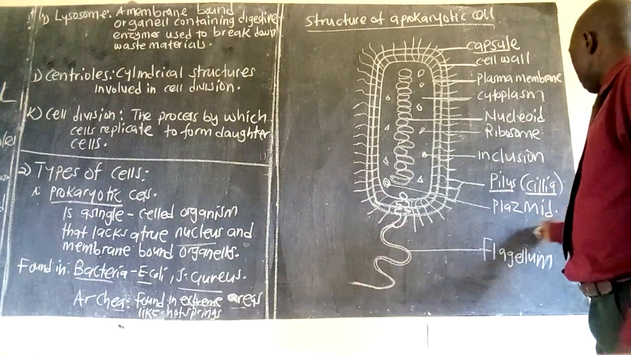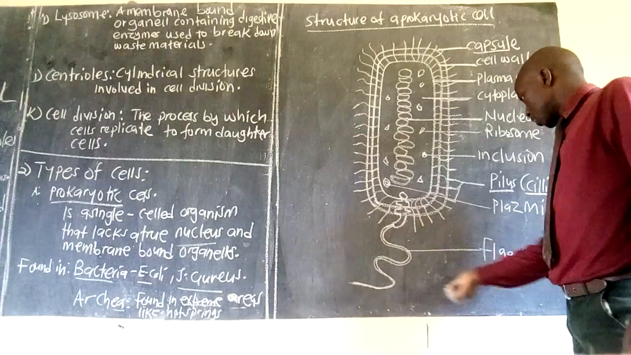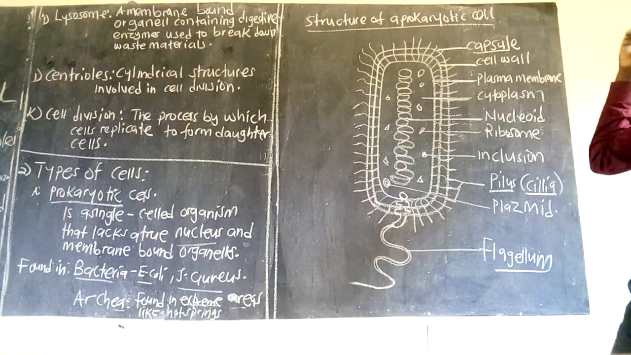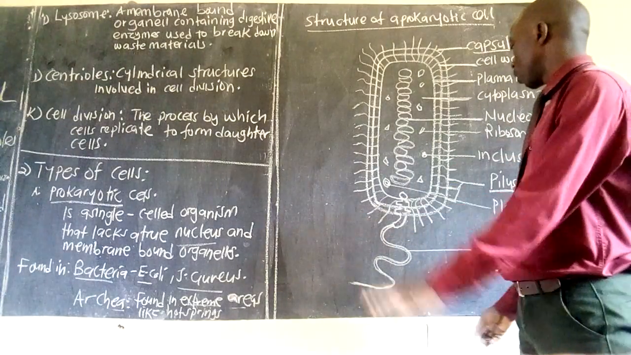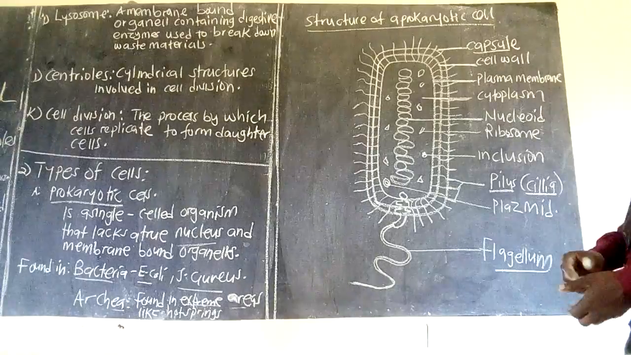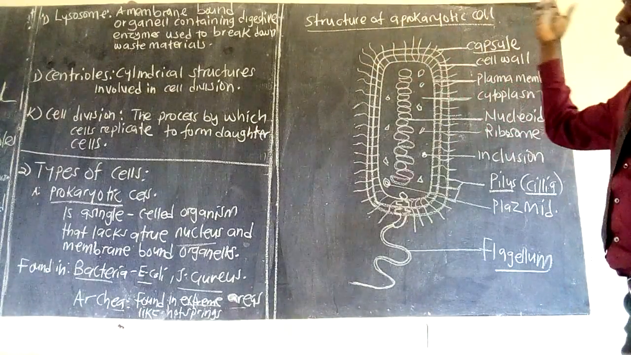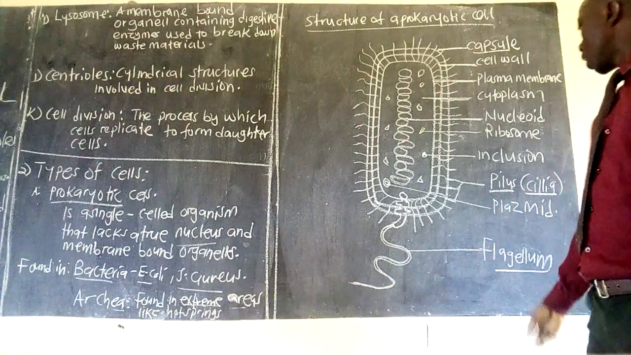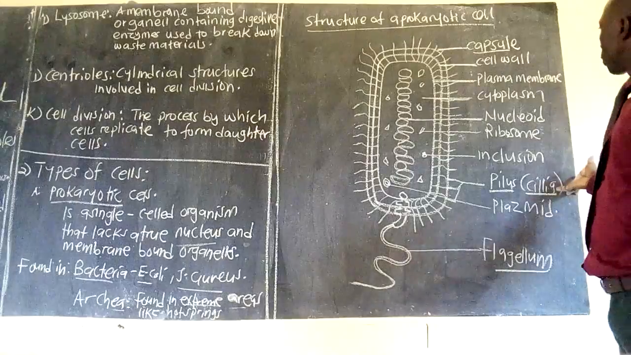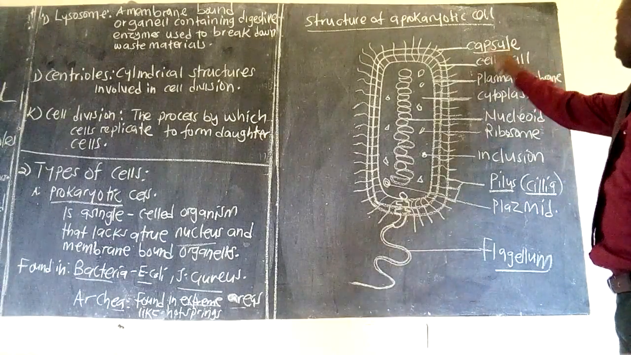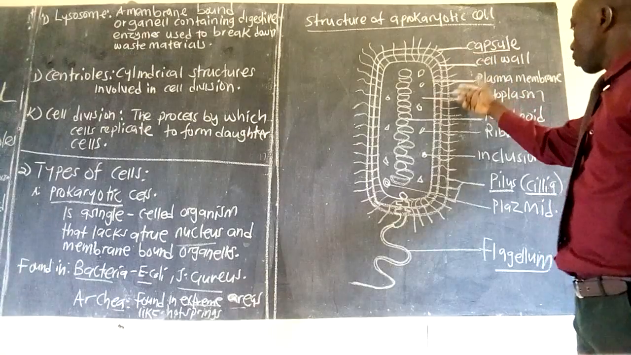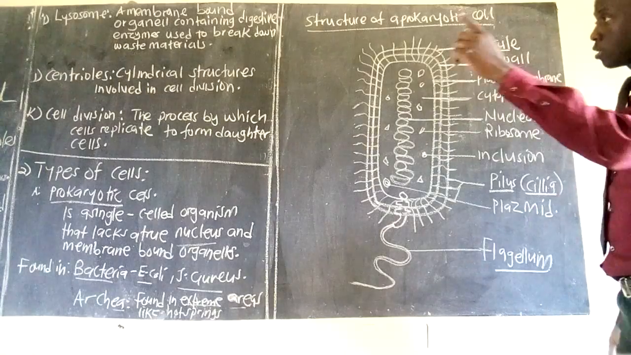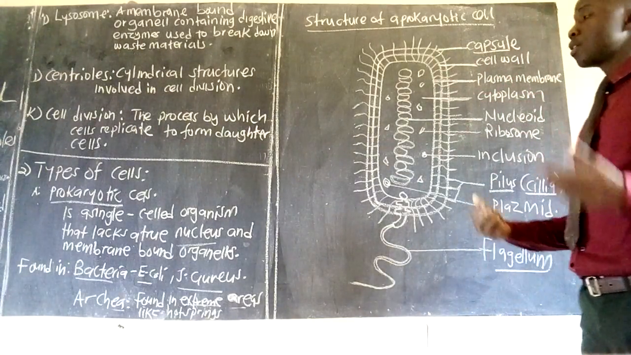Then it has the plasmid, and lastly it has the flagellum. The flagellum helps this cell to move. So if you compare it with the eukaryotic cell, in the eukaryotic cell we didn't have the flagellum, here we have the flagellum. We didn't have the cilia, here we have the cilia. We didn't have the cell wall and the capsule. Still, some other membrane-bound organelles are missing here; we had them in the eukaryotic cell.